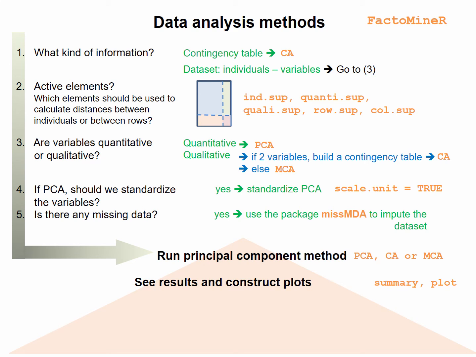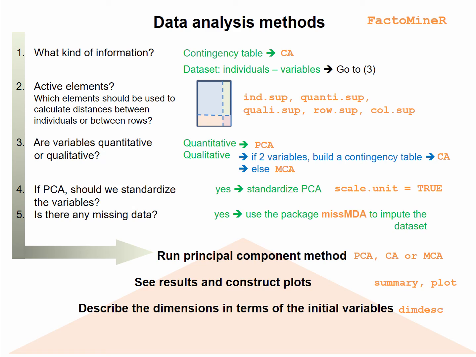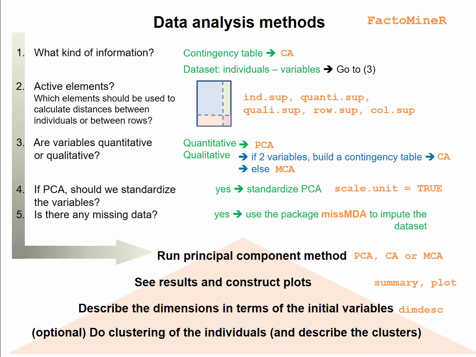Then, it is always interesting to characterize the principal dimensions in terms of the initial variables. In order to do this, we can use the dimdesc function on the factor analysis results. Then, perhaps, we can do a clustering of the individuals or a clustering of the rows or columns in the CA case after running the factor analysis. After doing the clustering, we can try to characterize the clusters found using the initial variables. To do the clustering, we can use the HCPC function in FactoMineR.